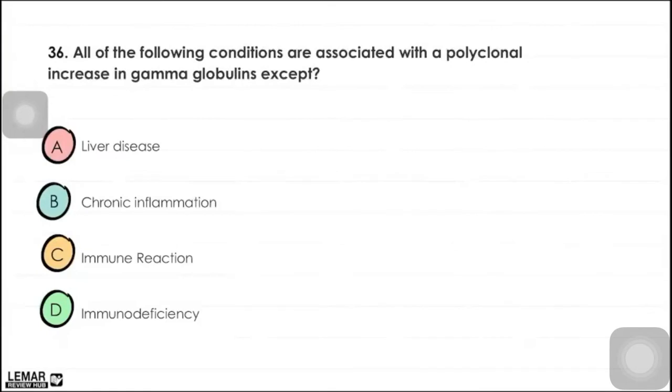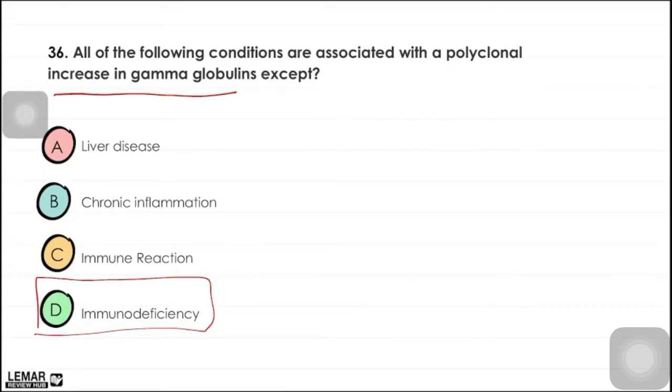Okay, number 36. All of the following conditions are associated with polyclonal increase in gamma globulin except letter A, liver disease, B, chronic inflammation, C, immune reaction, or letter D, immunodeficiency. Okay? When it says increase in gamma globulin, this is not a characteristic of the immunodeficiency.